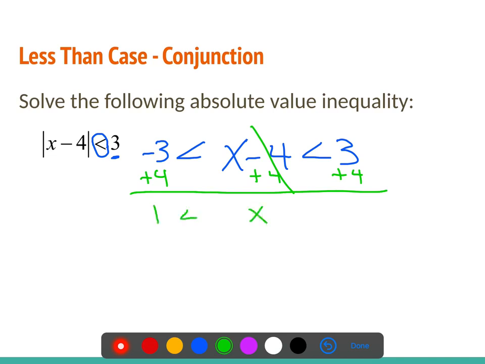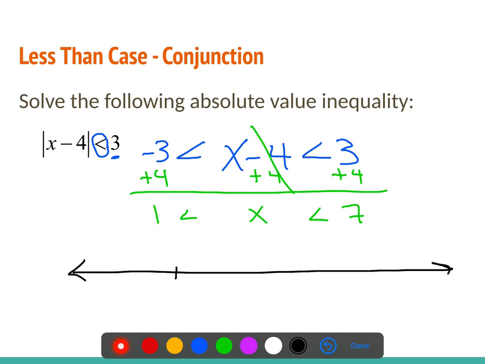Negative 3 plus 4 is 1. 3 plus 4 is 7. So that means the answer to this inequality is between 1 and 7. What does that look like on a number line? From 1 to 7, we're going to have open circles, because there's no lines under those inequality signs, and it's sandwiching or filling in or shading all the numbers in between. That means every number between 1 and 7, such as 2, 3.4, 6.5, all of those are going to be answers to this equation.